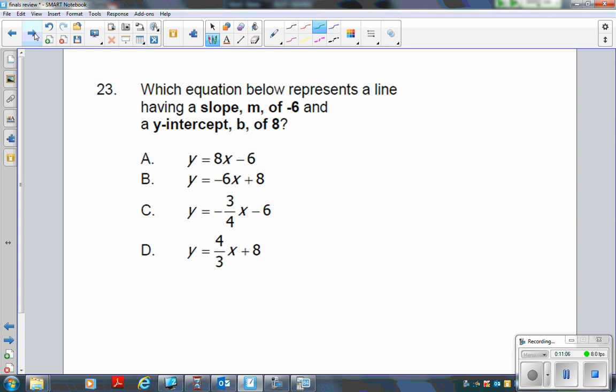All right, so we need a slope of -6. All right, this is the slope right here. Y-intercept of 8. This is a y-intercept right here.